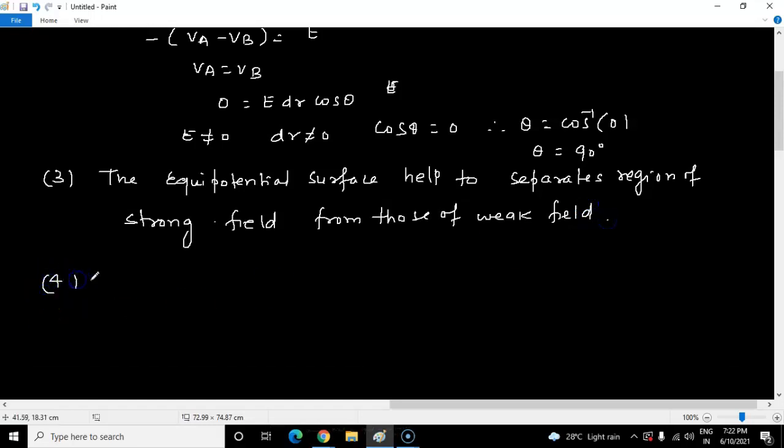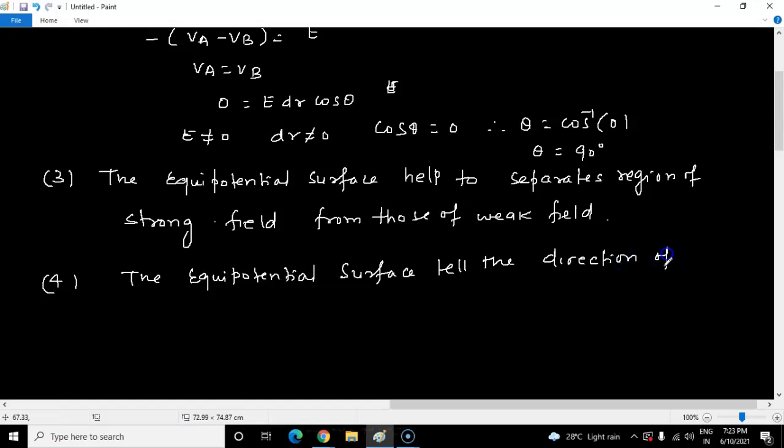And fourth point you can write here: the equipotential surface shows the direction of electric field. If you write E is equal to minus dV by dr, this negative sign shows the direction.